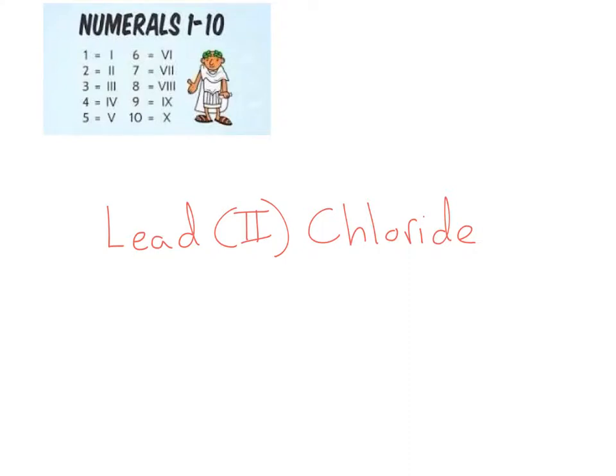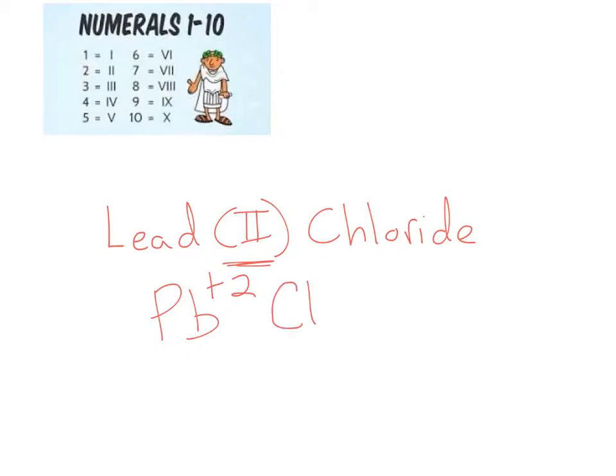Okay, let's do another one. Lead 2 chloride. I'm going to look for my formula. What's my chemical symbol for lead? It's Pb. And I'm told right here that I'm going to have a +2 charge. Pb +2. Chloride doesn't change charges.